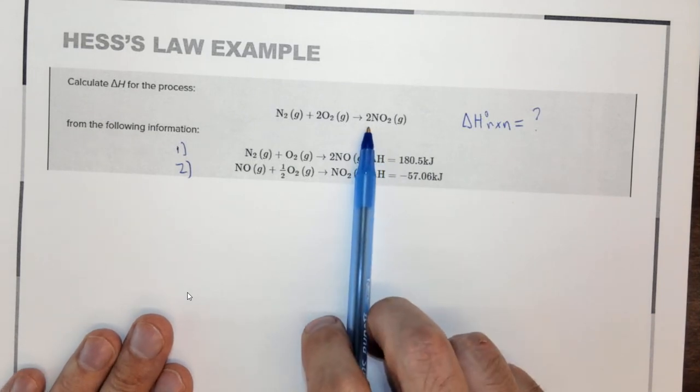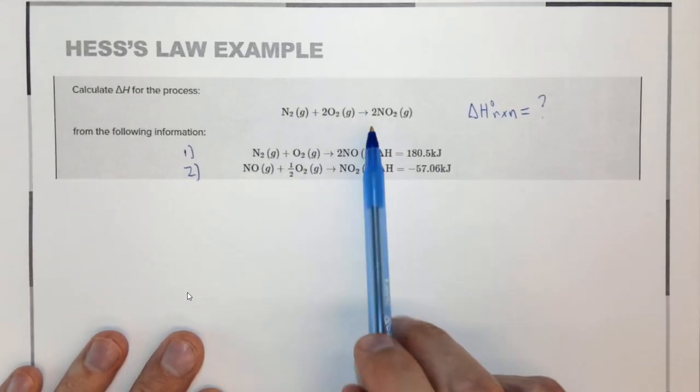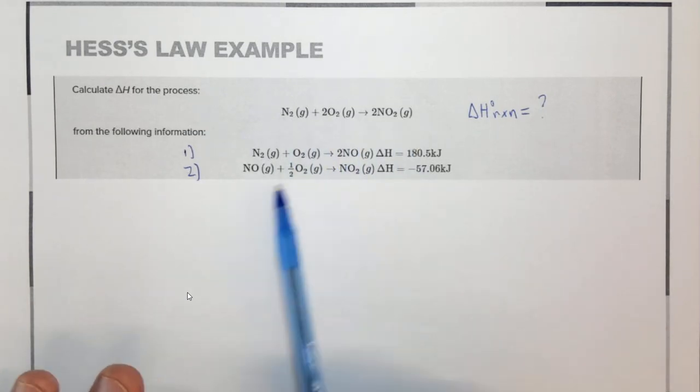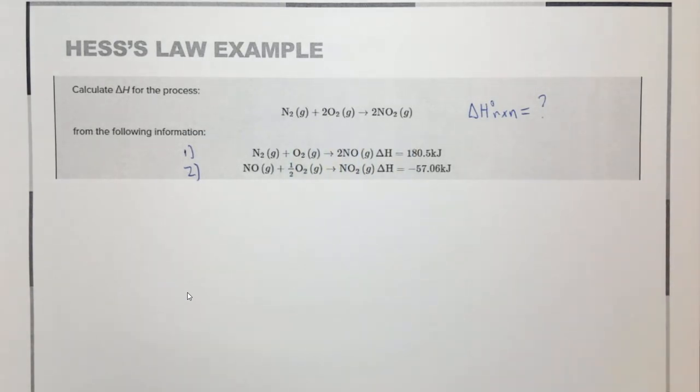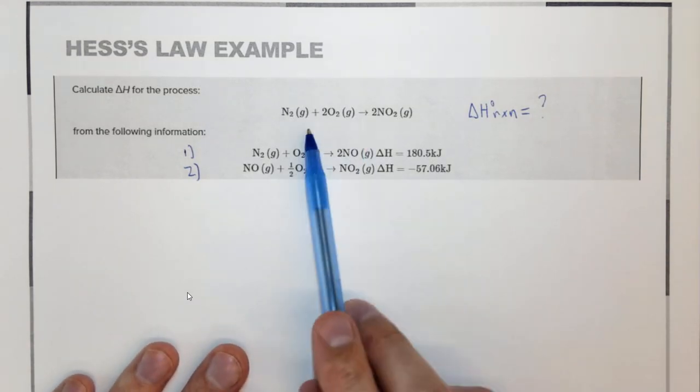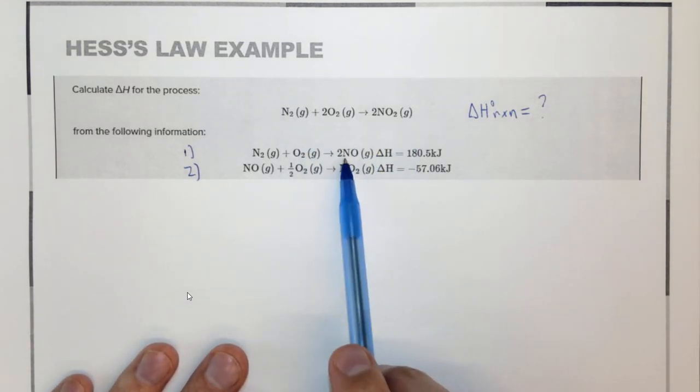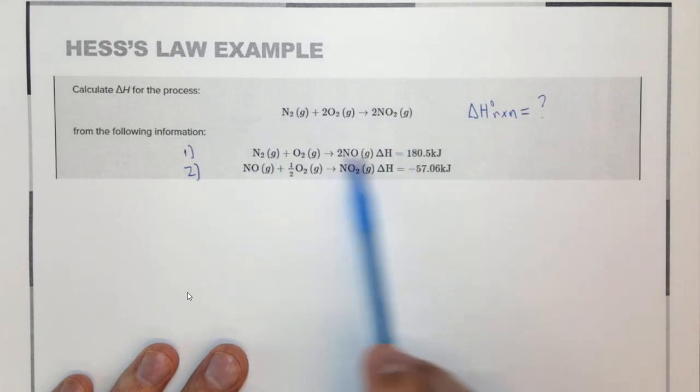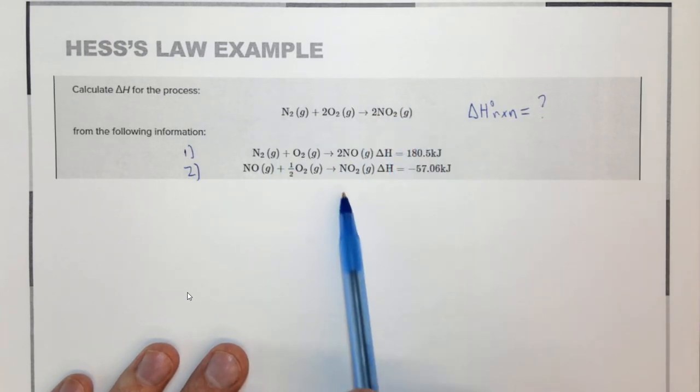What you're going to find when you're doing these problems is that they work out nicely because they're examples that are designed to work out nicely. Sometimes this is much more challenging and even impossible. But here, they're going to work out nicely. So again, I skip NO because it's not in the overall reaction. That just leaves me with NO2.